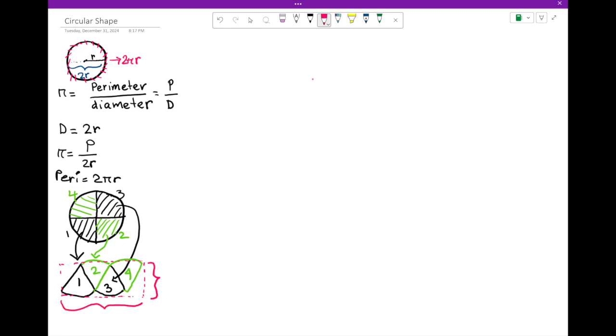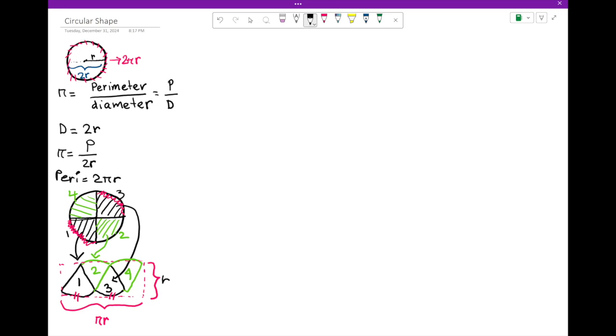At first, what about this side? This side is the side you bring over from 1 and 3, this part and this part, which is half of 2 pi r. So basically this will become pi r. And what about the other side? This side will be the radius, so you get r.